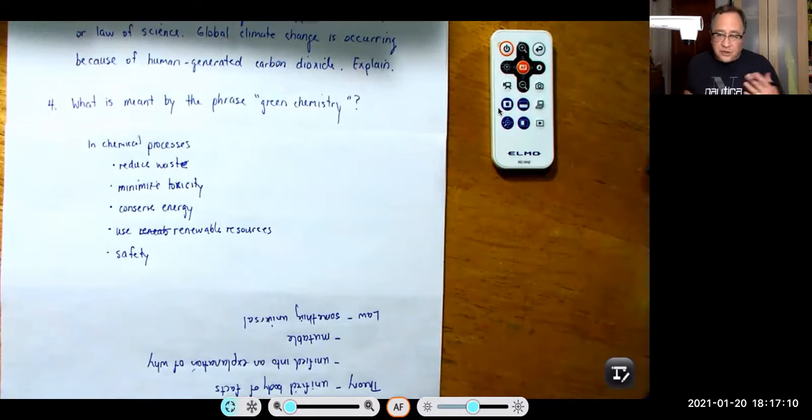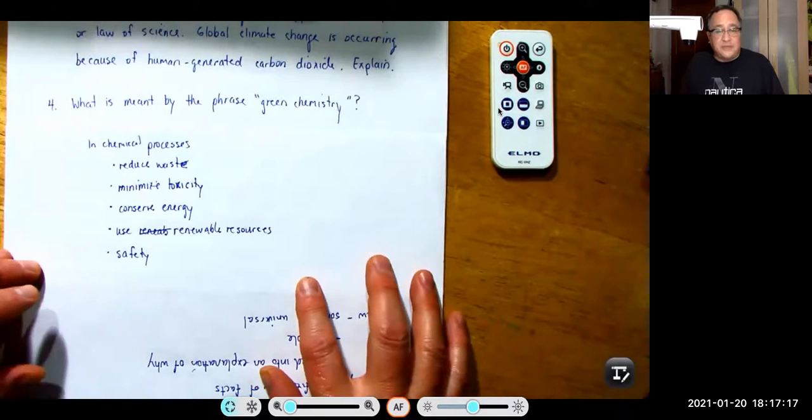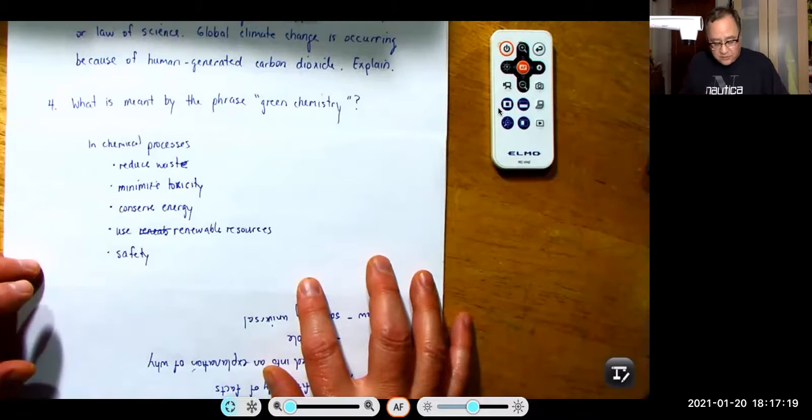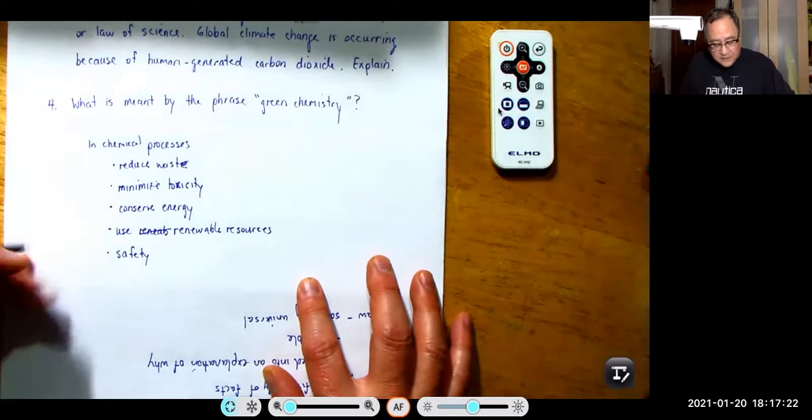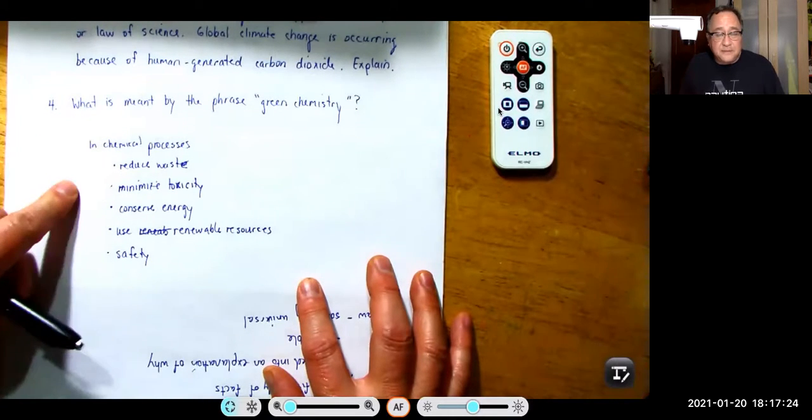Try to do things so that you don't have waste, you don't have toxicity, you don't use much energy, you use renewable resources, and you want to be safe about it. So does this kind of make sense for what might be considered to be a pretty good answer for this one?